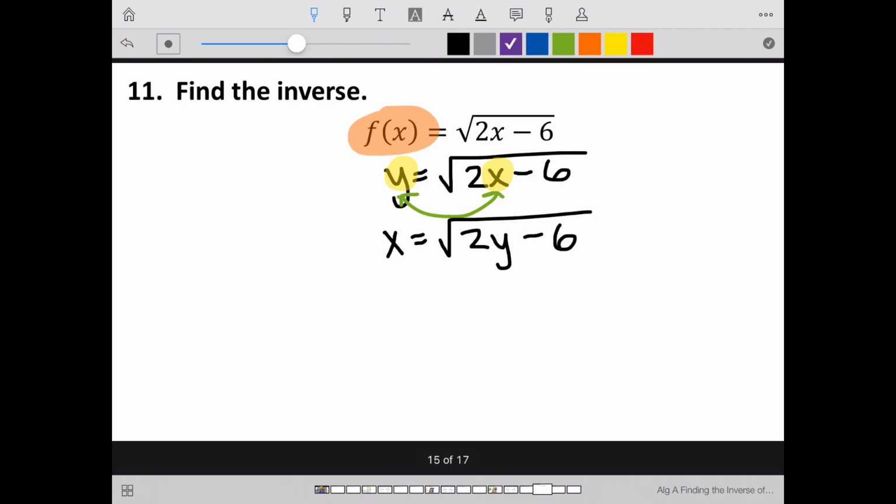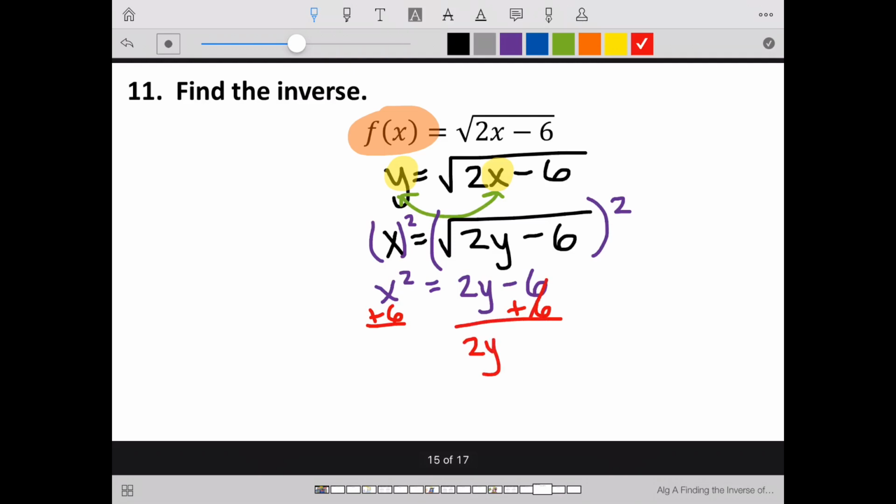The first thing I need to do to get rid of the square root is to square my problem. So x squared equals 2y minus 6. Now I can add 6 to each side. And 2y equals x squared plus 6. Lastly, I can divide by 2 to get the y completely by itself.